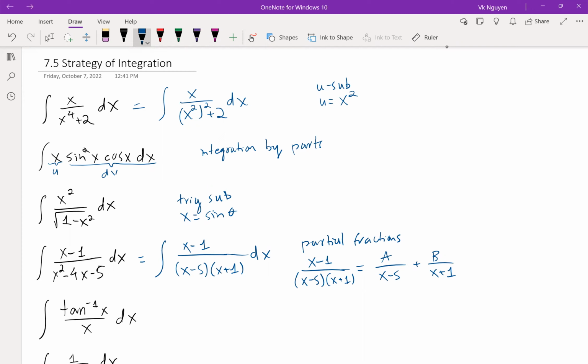Okay, so far, make sure you look for a specific strategy. As long as you can classify the integrand according to its form, then you'll be able to know which strategy to use. Classify the integrand according to its form.